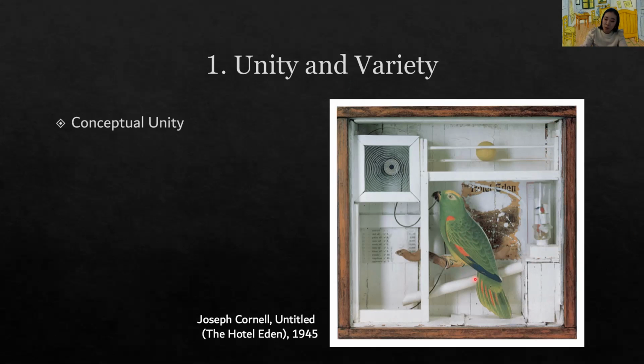So the artist wants to talk about freedom with the bird and the ball. The ball cannot go anywhere, so there's no freedom with the ball. And also the bird doesn't have freedom. It has to live in the cage. So these two objects are conceptually united in terms of freedom.